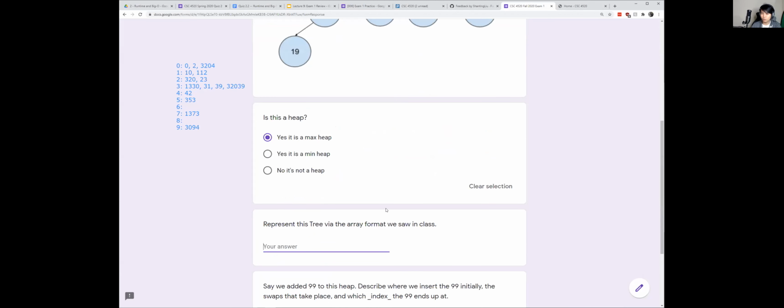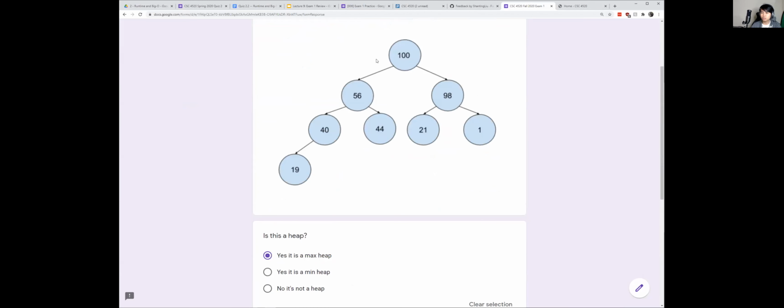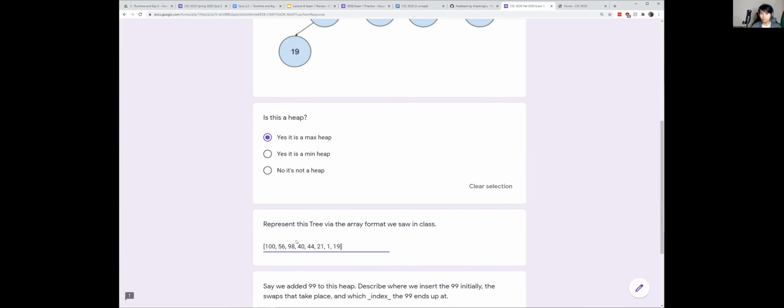Represent this tree via the array format we saw in class. Well, the array format we saw in class, you saw this in a quiz, expected that the top element is at index 0. The next element on the left of the top element is index 1, index 2, index 3, index 4, index 5, index 6, index 7. So all we are expected to do is just read off from top to bottom, left to right, and get the elements in order like this. And you can just put that directly into this answer here.